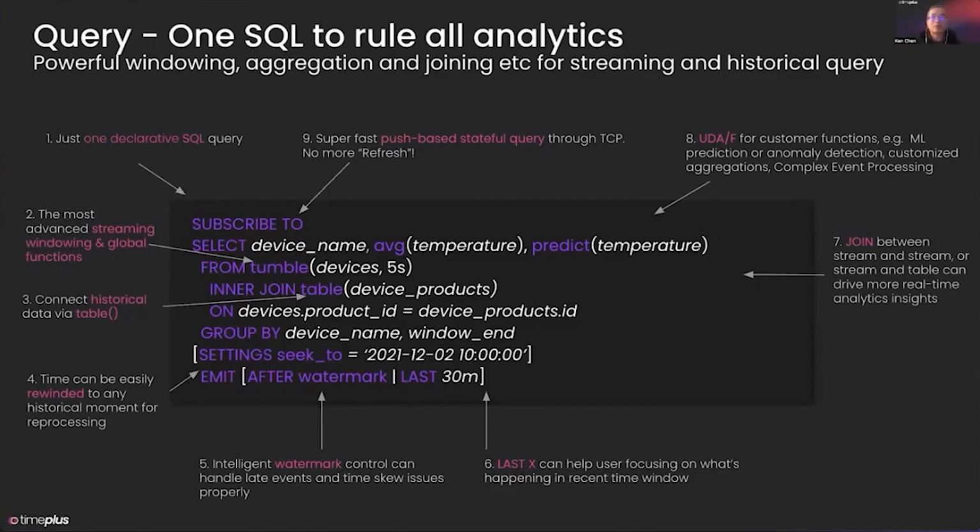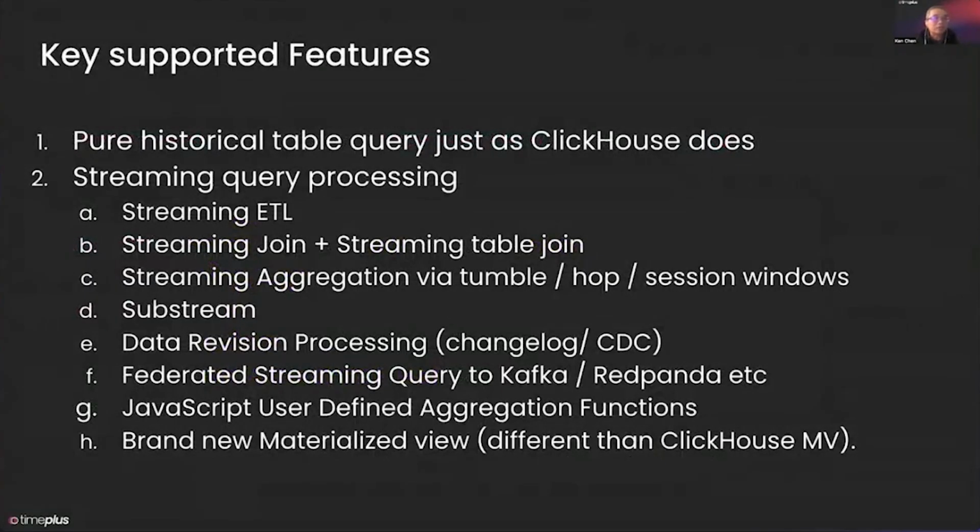We also provide lots of extensibility, like using JavaScript to provide user-defined functions and user-defined aggregation functions. So except for pure historical table query processing like ClickHouse does, Proton, as a streaming solution, provides most of the streaming functionality that the popular streaming solution Flink provides, like streaming ETL and streaming join.